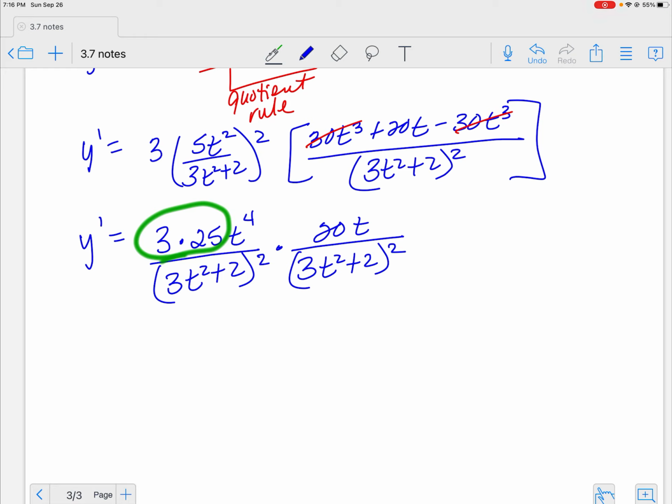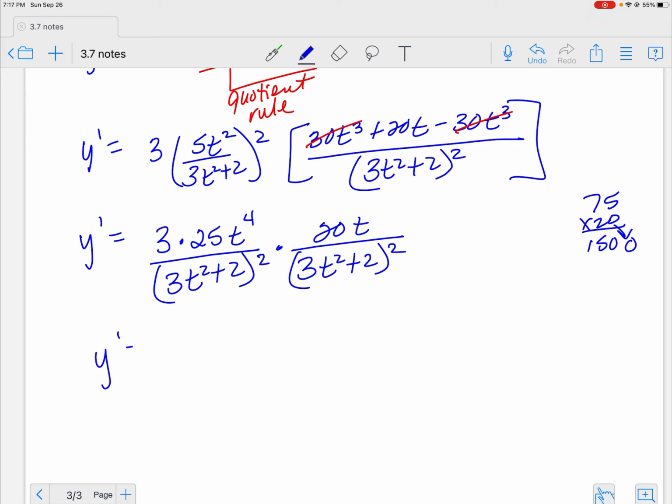3 times 25, which is 75. 75 times 20. Don't get worked up about that and do not use your calculator. Think about this for just a second. 75 times 20. You know this 0 drops out. What is 75 times 2? Yes, it is 150. That, ladies and gentlemen, I expect you to be able to do that kind of a calculation. All right, you don't need a calculator for that.